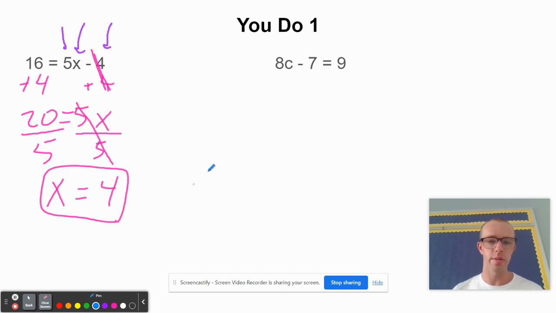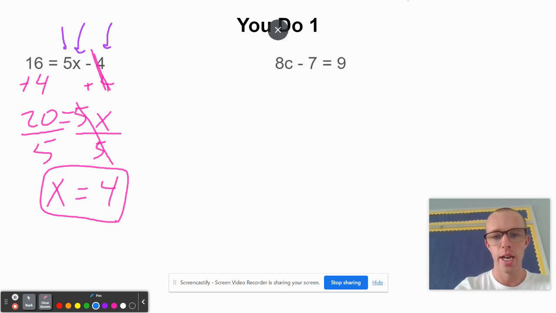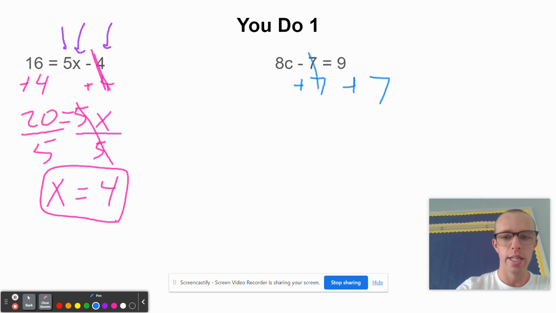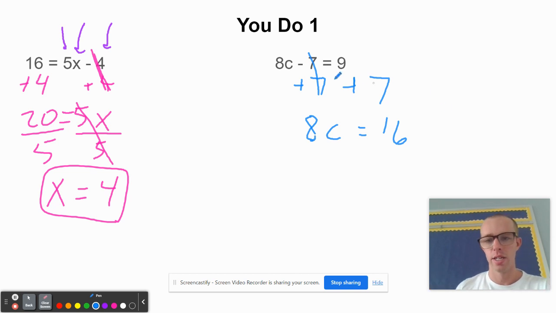All right, and the next one, 8c minus 7 equals 9. The variable's on this side, so I'm going to get rid of everything on this side. To get rid of the constant, which is a minus 7, I'm going to add 7 to each side. These cancel. I get 8c equals 16. 9 plus 7 is 16. Divide each side by 8.